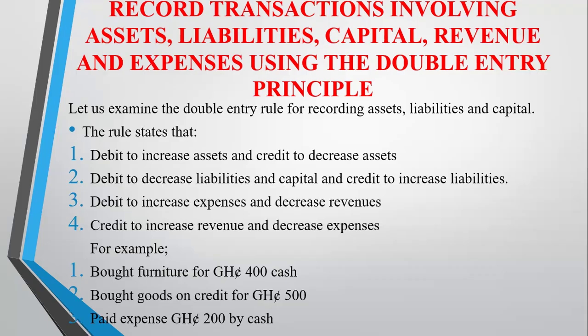Two, bought goods on credit for 500 cedis. So we bought goods on credit, which means we purchased goods, which are inventory. So here, the two accounts involved are the purchases account and the creditors account, not the inventory account. We use the purchases account to record goods or inventory. So anytime you see goods, it is the purchases account that you open.